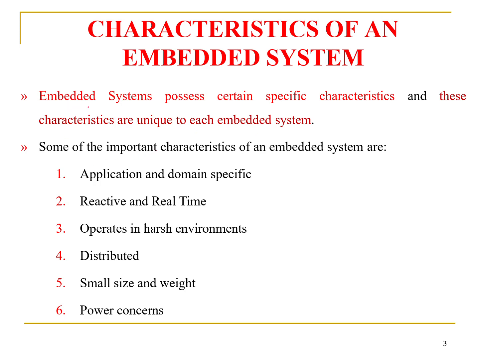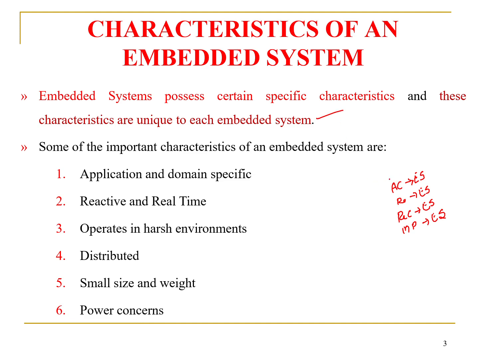An embedded system possesses certain specific characteristics, and these characteristics are unique to each embedded system. If you consider an air conditioner, that is an embedded system. A refrigerator is also an embedded system. A remote control is also an embedded system. A music player is also an embedded system. Every embedded system will have its own characteristics, and those characteristics are unique to each and every embedded system. That is what this particular sentence says.